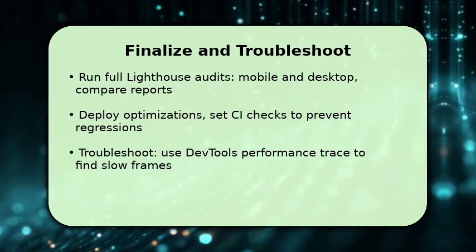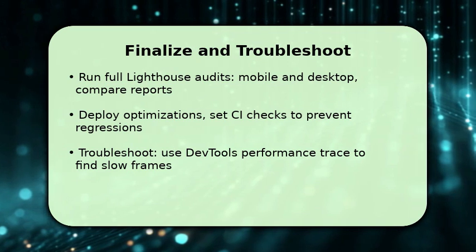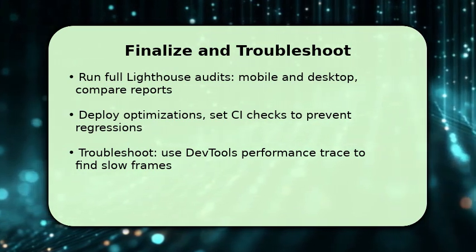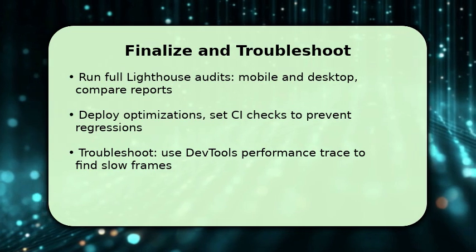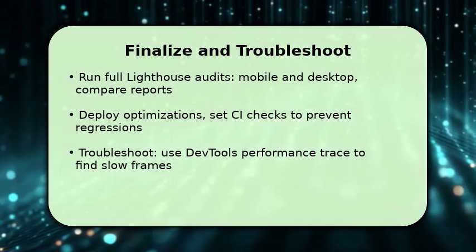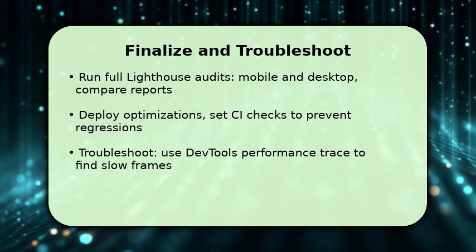If scores linger, capture a DevTools performance trace and inspect long tasks and layout shifts. One key troubleshooting tip: reproduce the slow path with throttling and isolate heavy scripts or large paints.